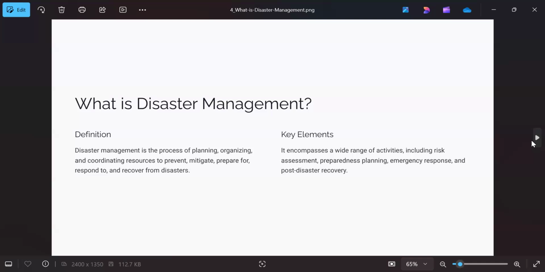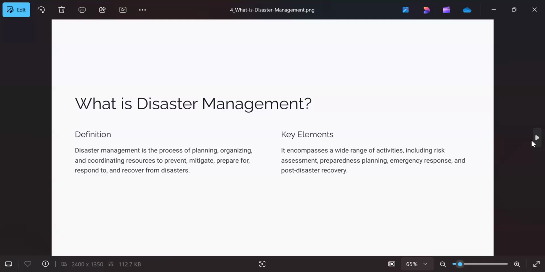A wide range of activities, including risk assessment and preparedness planning. You have to assess how much risk is involved. Suppose the infrastructure is getting constructed in a densely populated area. You have to plan accordingly for what risks are involved if there is a disaster, and you have to assess those risks. Before the disaster occurs, you have to prepare, such that in case of emergency you know how to respond and what safety measures are to be taken. So these are the key elements.